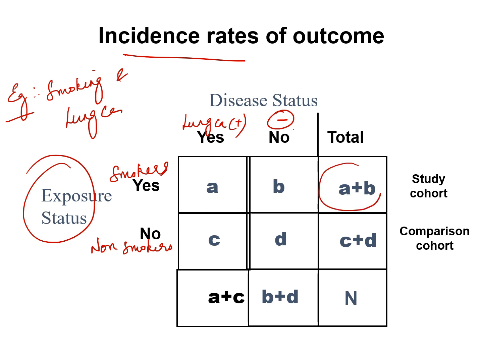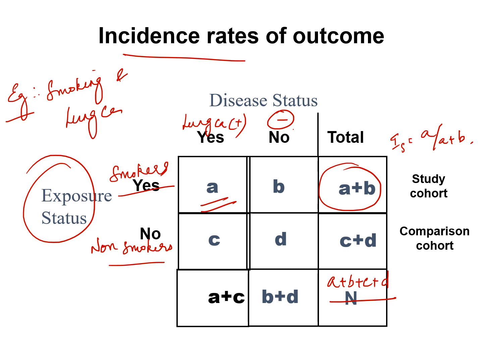A plus B will be the total number of smokers and C plus D will be the total number of non-smokers. A plus B plus C plus D will be the total population. Now how to calculate the incidence? We all know that incidence is the number of new cases divided by the population at risk. How will you calculate the incidence rate for smokers? For smokers, number of new cases is A and population at risk is A plus B. So incidence rate for smokers will be A by A plus B.